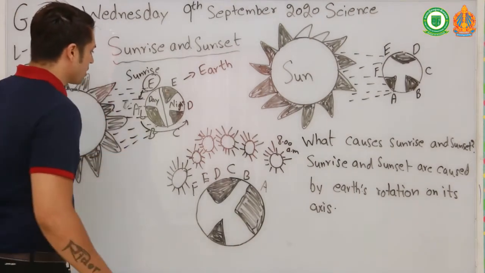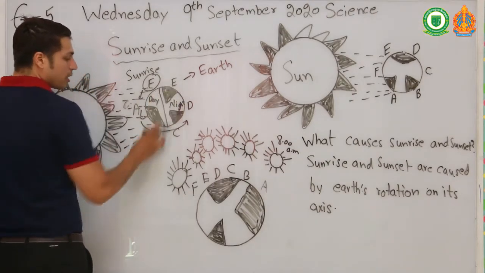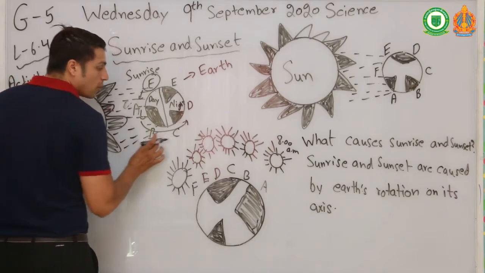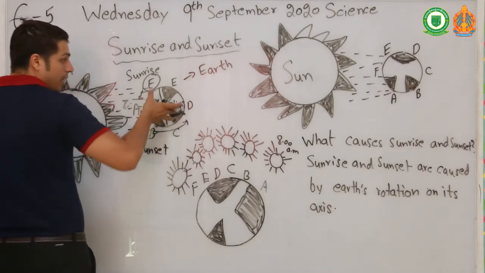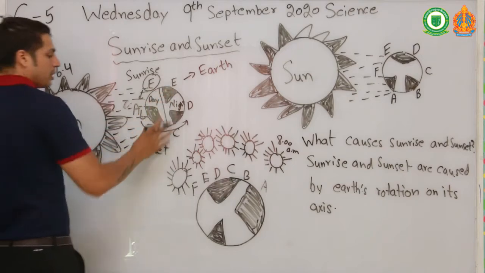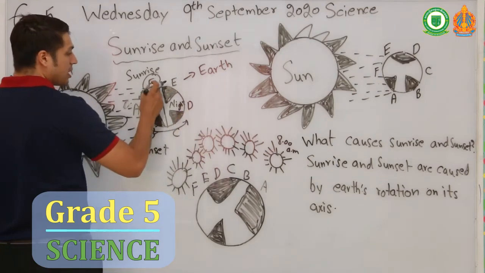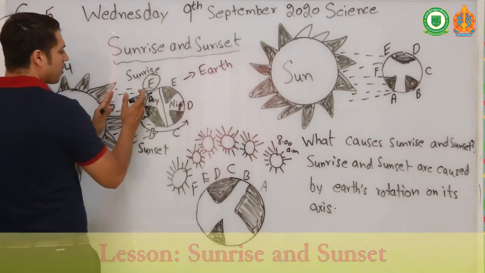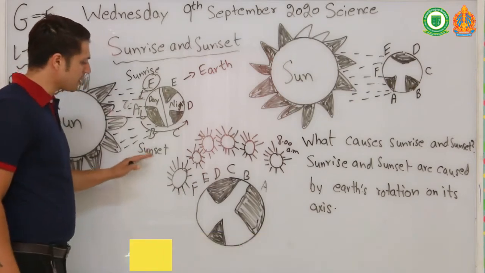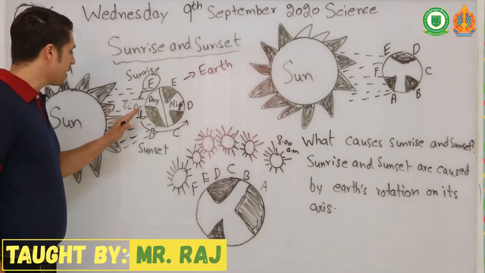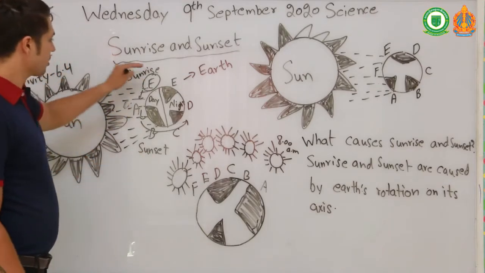And from here, point B is spinning because the Earth is spinning. So point B will move towards this side, so they are facing sunset. As the Earth spins, B point will move towards this side, and E point will move towards this side and come in front of the sun. So they are about to see sunrise, and the others are facing sunset. And point A is having midday. This is sunrise and sunset.